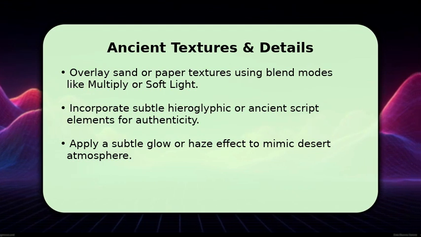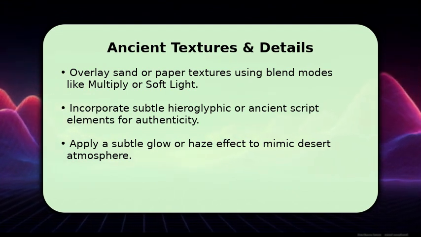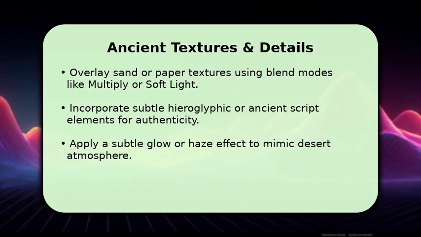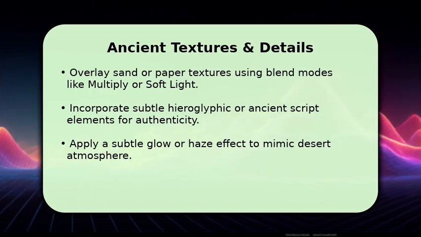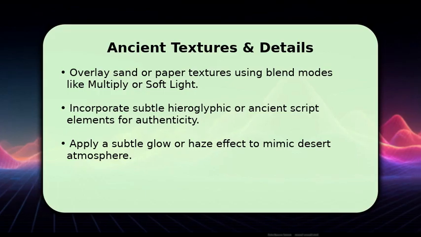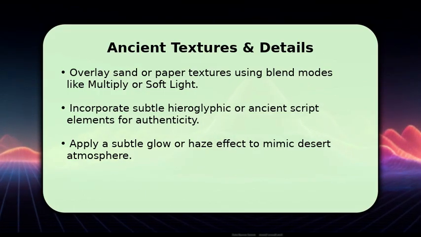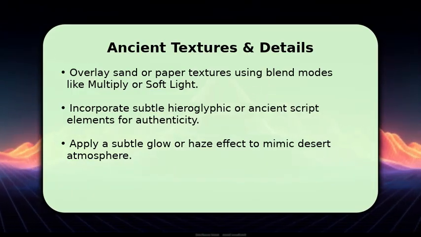To truly capture the ancient essence, we'll add thematic textures and details. Overlay a sand or paper texture, setting its blend mode to multiply or soft light with an opacity around 50% for a subtle effect. Consider incorporating faint hieroglyphic or ancient script elements to enhance authenticity. Finally, apply a gentle glow or haze, perhaps with a 25% opacity, to simulate the atmospheric conditions of a desert landscape, adding depth to your scene.